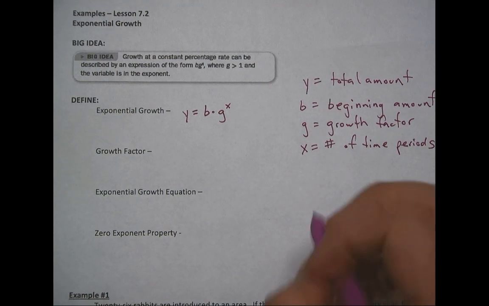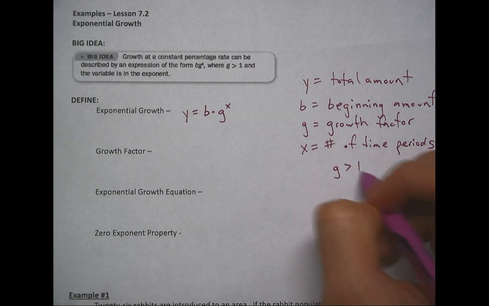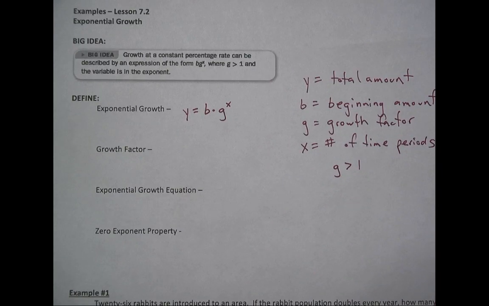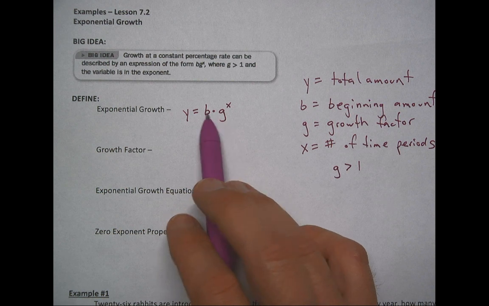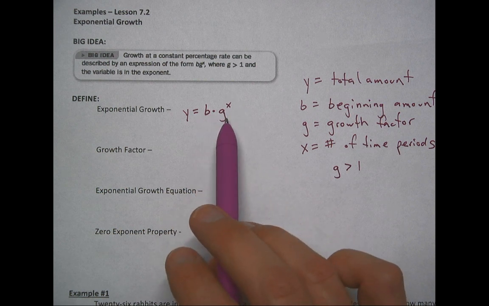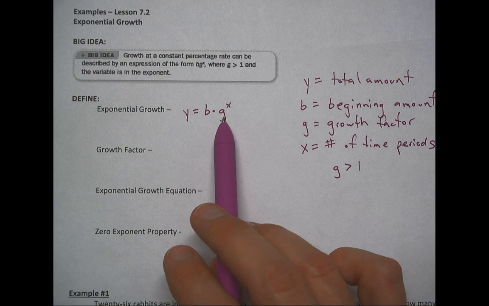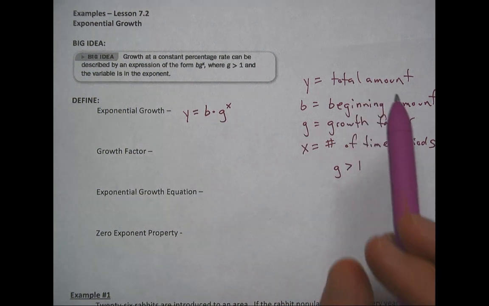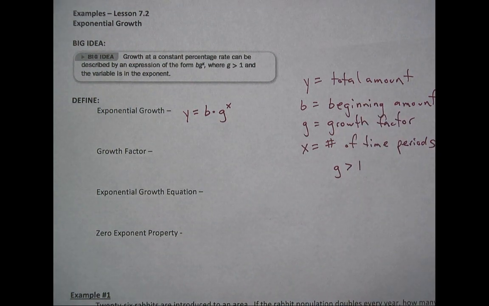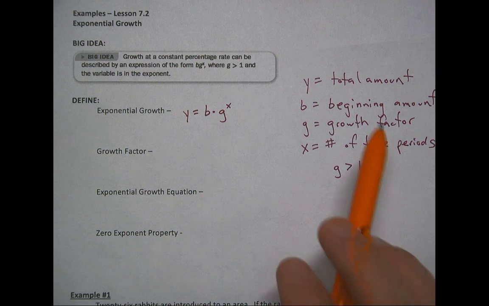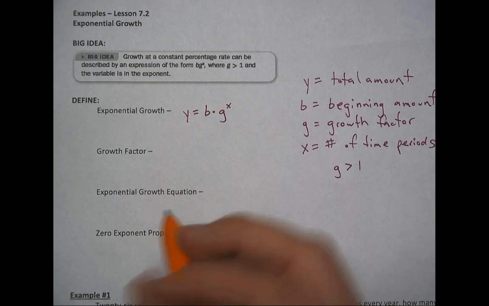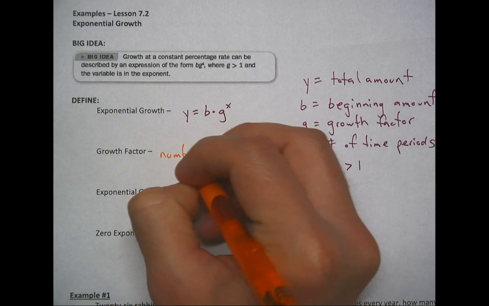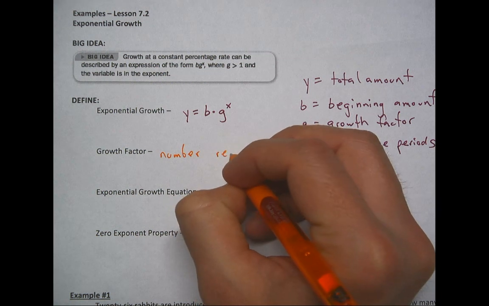Now, when we deal with exponential growth, g always has to be greater than 1. We're not looking at less than 1. If this number was less than 1, if you think about it like a decimal, when you multiply by a decimal, things get smaller, and we're talking about growth. So this needs to be a number that's greater than 1, so that when we multiply by it, it's actually increasing and growing. So your growth factor here is the number that's being raised to an exponent, which means it's the number that's being repeatedly multiplied.